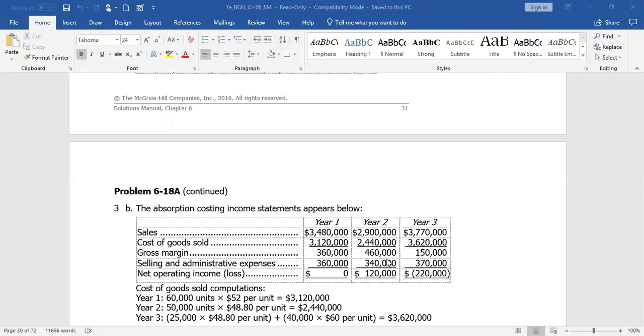50,000 times 2 will be 100,000. So 100,000 would be your variable selling expenses, because this computation is based on the number sold, plus the 240 fixed. Year two's is 340, and then you would do the same computation in year three when 65,000 are sold. 65,000 times 2 is 130, plus the 240 gives you 370. And that will result in your net operating income and loss as listed.